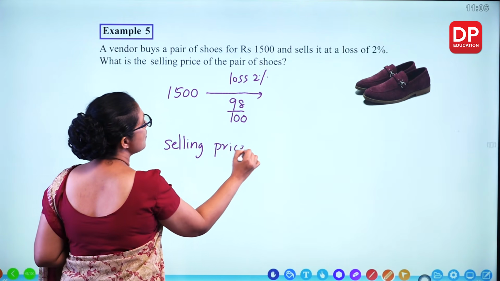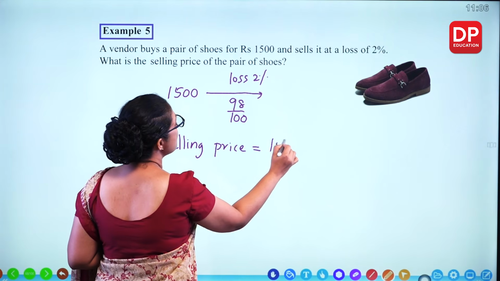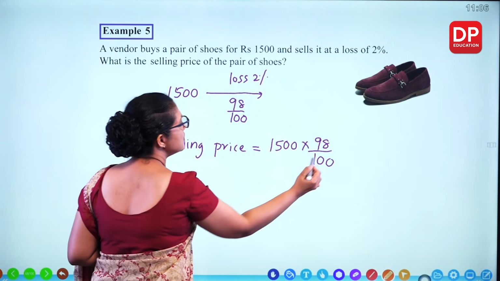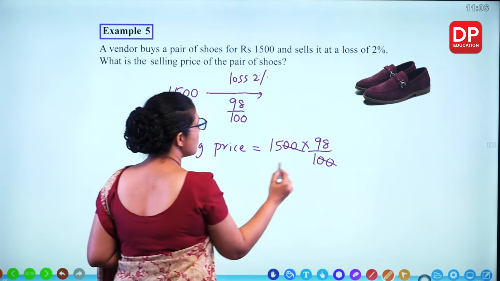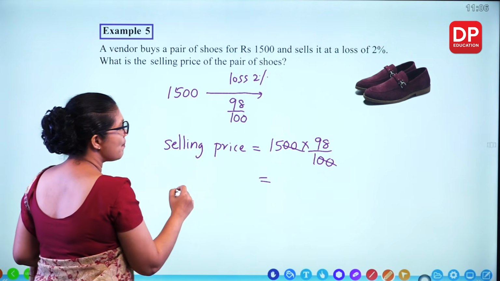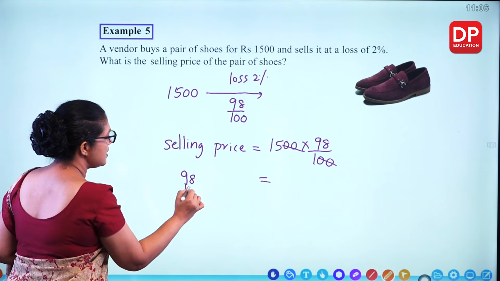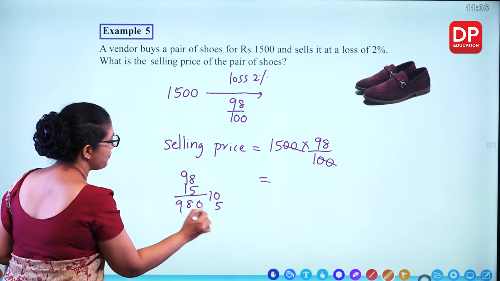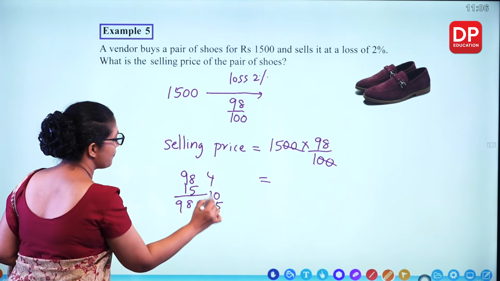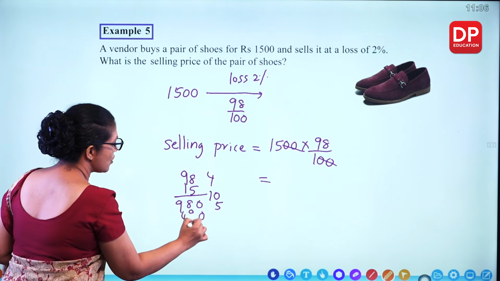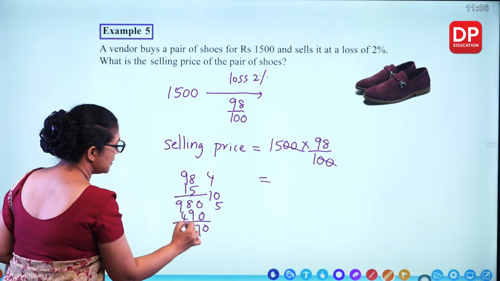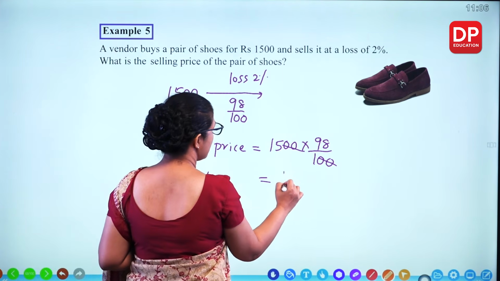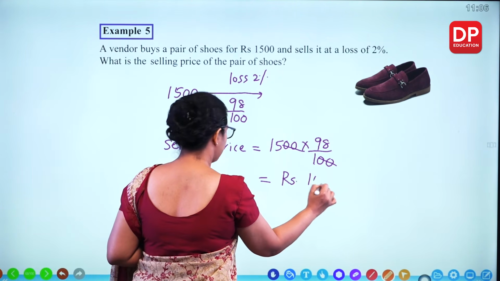Selling price is equal to 1,500 into 98 over 100. 2 zeros get cancelled out. So multiply by 15. 98 multiplied by 15. You get 49 there. So 1,470 rupees.